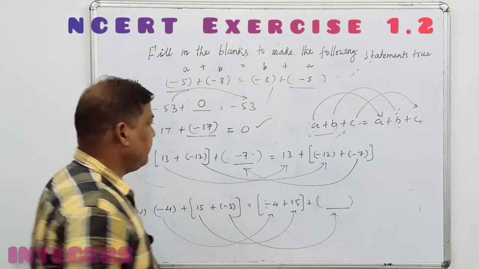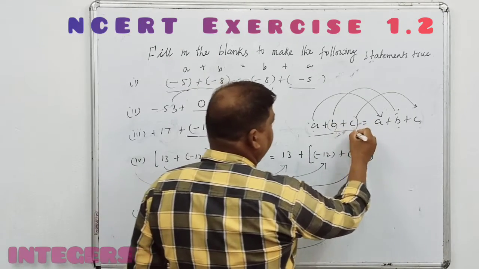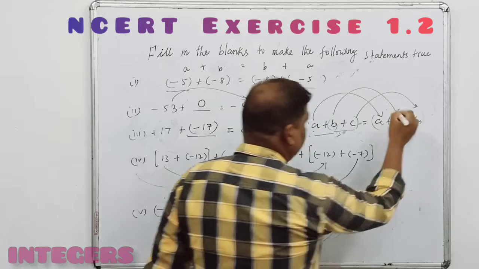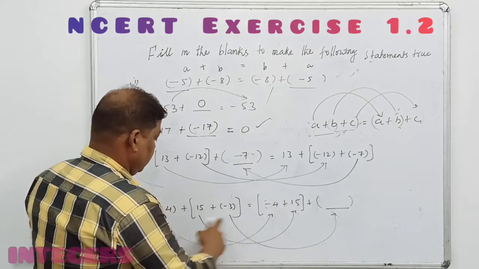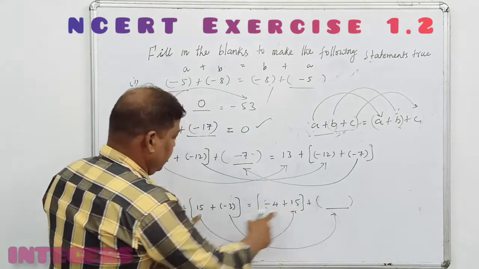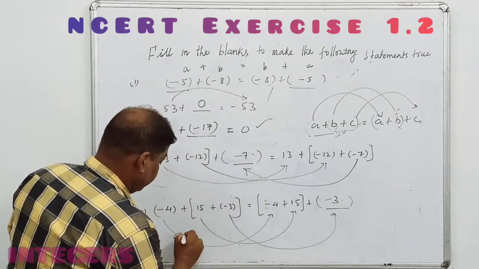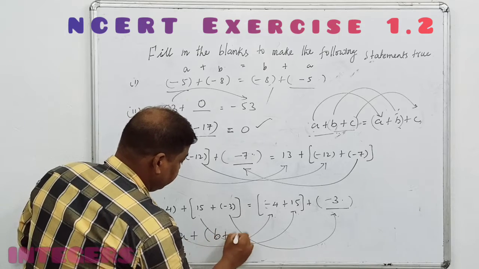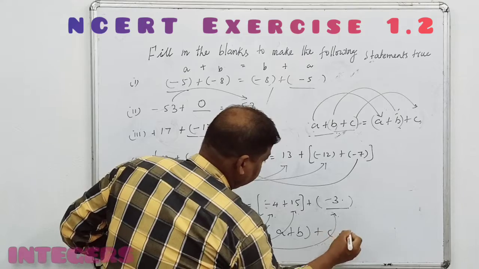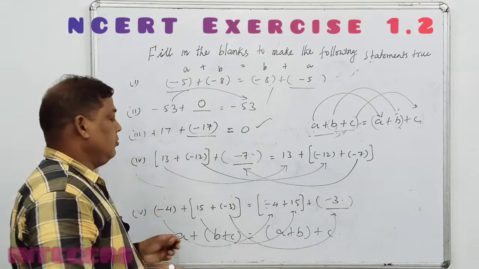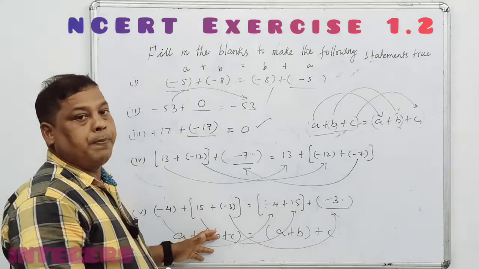In the second case, here B plus C is in one bracket, and here A plus B is in the one bracket. Here minus 4 is minus 4, then minus 15 is minus 15. So minus 3 will be here, that is minus 3. That is A plus B plus C is equal to A plus B plus C. Like this we can fill all these blanks by using the properties.